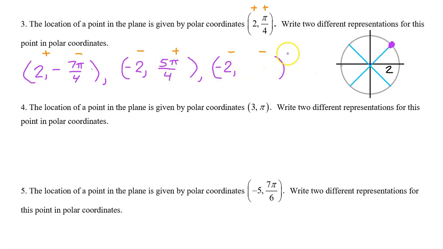They only asked us for 2 different representations, so technically we are done. But just for fun, let's find another representation that has a negative r value and a negative value of theta. Because we are going to have a negative r value, theta needs to be in the opposite direction from the point. So it needs to be in the third quadrant.